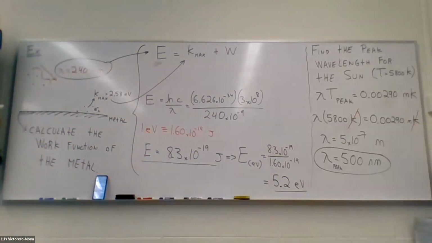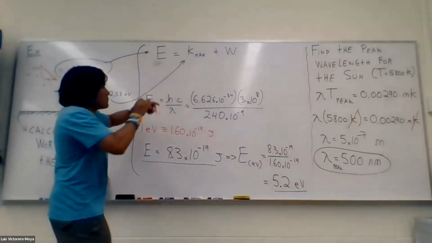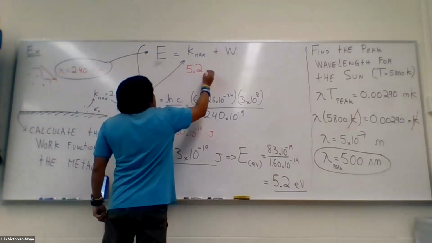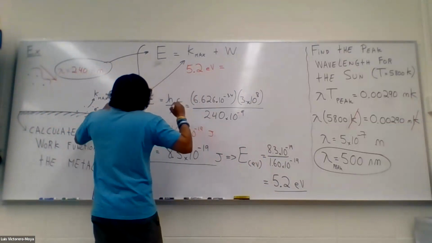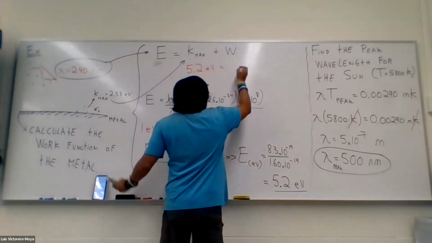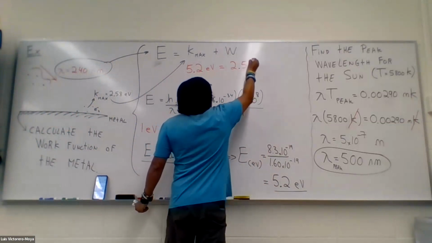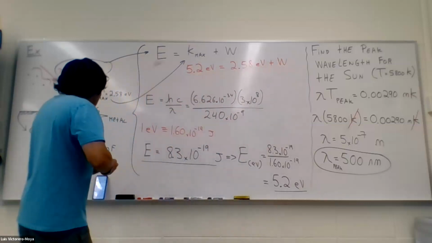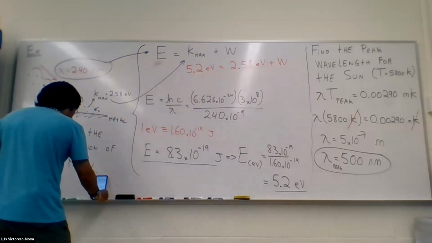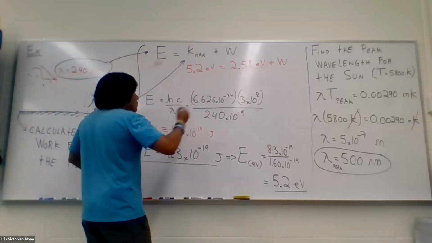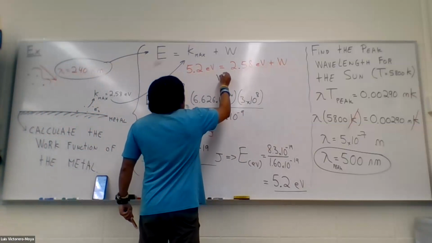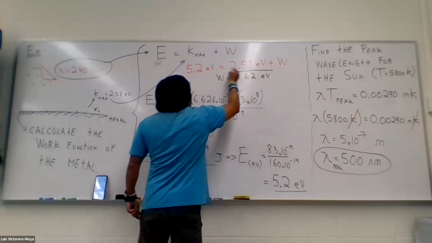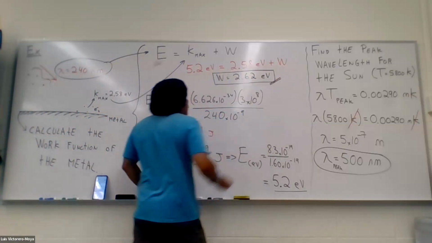So I found the energy of the incoming beam of light in electron volts. The maximum kinetic energy was this, now I can find my work function. It's a simple subtraction. 0.62 electron volts. There you are.